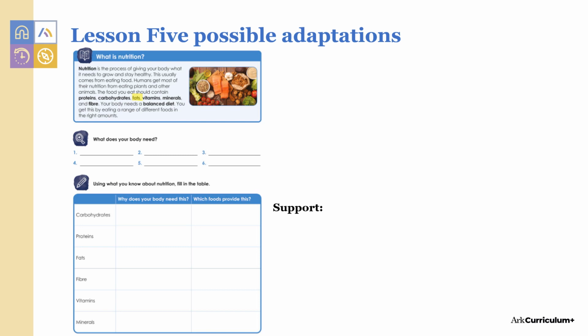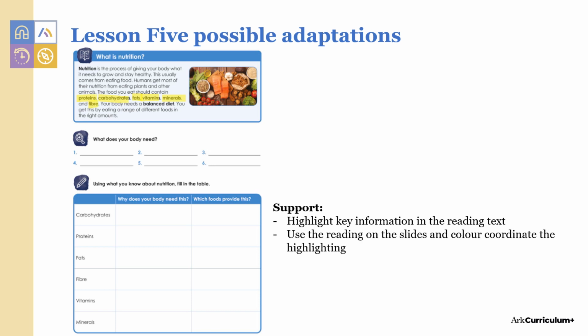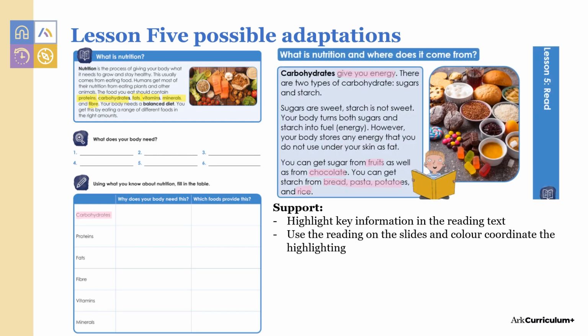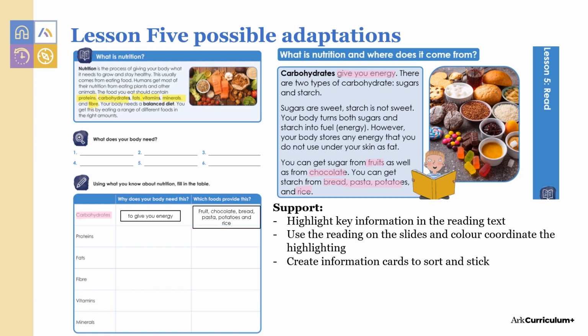In this lesson, like the others, you could highlight key information in the reading text. This lesson has a lot of reading, so you could take this a step further and colour coordinate the highlighting. For example, here is a slide on carbohydrates and it's been highlighted in pink. You could print off this slide for pupils with the highlighting, and you could also highlight carbohydrates in pink on the activity. Proteins then could be in blue, fats could be in yellow, fibre could be in orange, and so forth. You could also create information cards from the answer slides or the reading slides to sort and stick into the table.